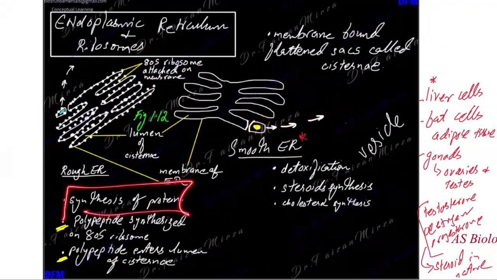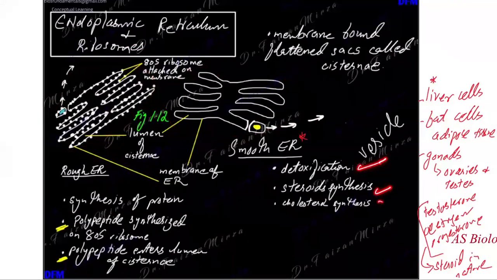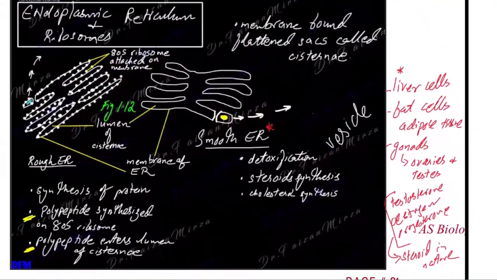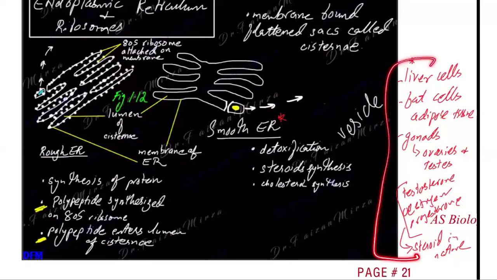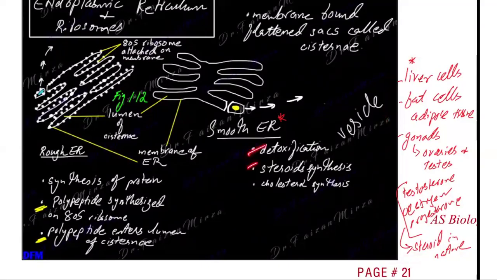Rough ER produces proteins, we know that. The function of smooth ER is to produce chemicals that carry out detoxification, and to produce lipids such as steroids and cholesterols. They are all produced inside smooth ER. These are some examples where you can find a lot of smooth ER, because it is involved in these processes where lipids are being synthesized and detoxifying chemicals are being produced.